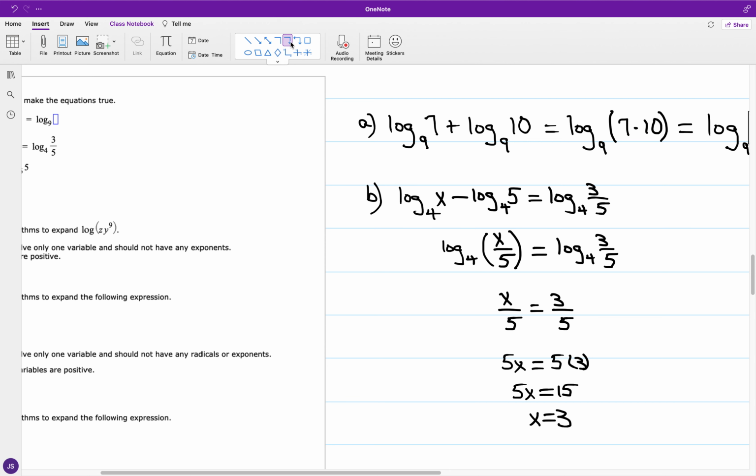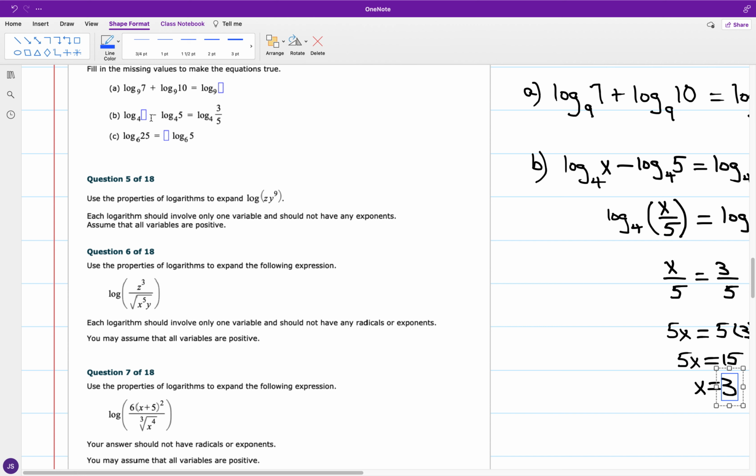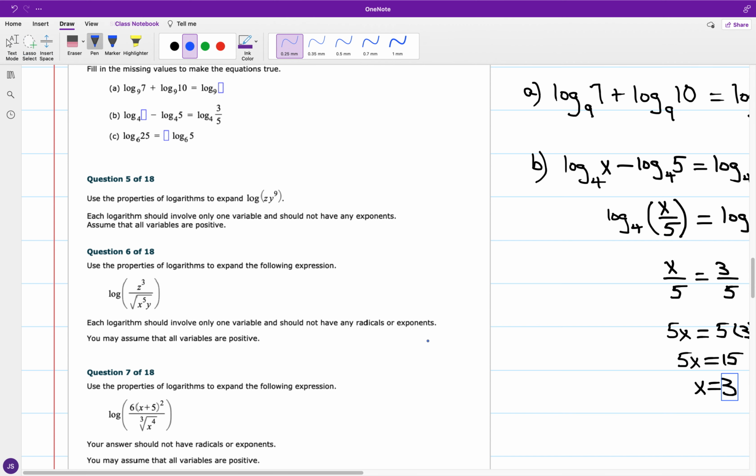Okay. So we have for the missing value in this case, again, base 4 log of 3 minus base 4 log of 5. Writing as a quotient would come out to 3/5. All right. Now for part C, we have the base 6 logarithm of 25 is equal to a term times the base 6 logarithm of 5.